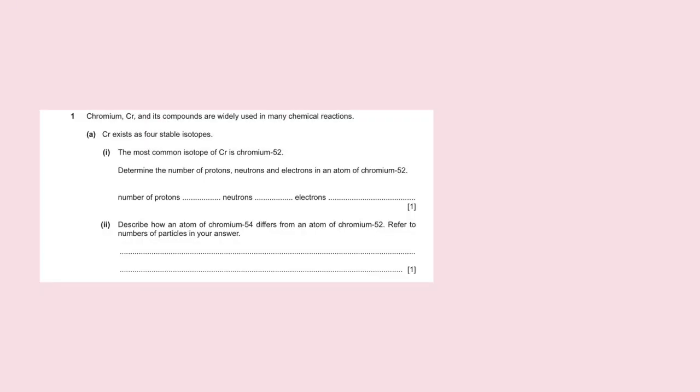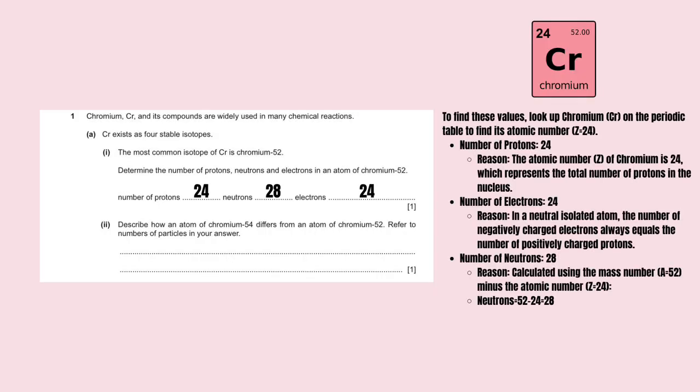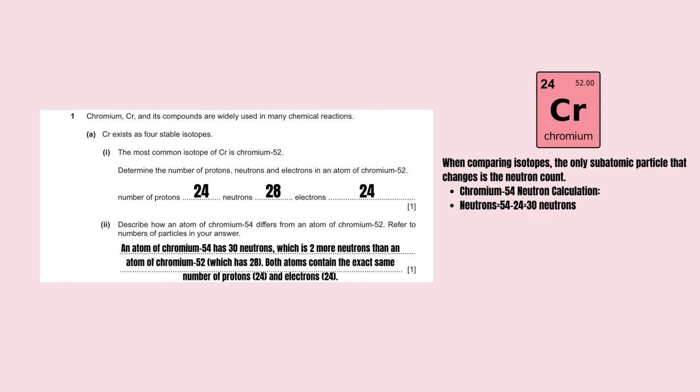Let's look at question 1a regarding stable isotopes of chromium. For part 1, we locate chromium on the periodic table to find its atomic number, which is 24. This means a neutral atom has exactly 24 protons and 24 electrons. To find the number of neutrons, we subtract the atomic number from the mass number: 52 minus 24, giving us 28 neutrons.